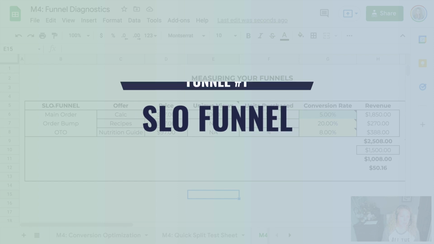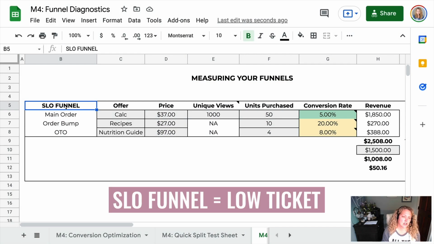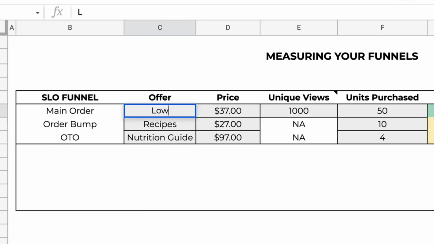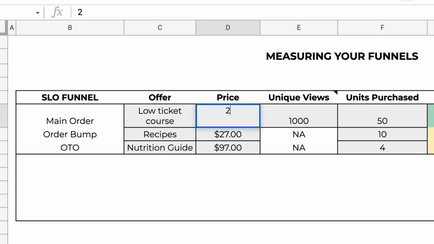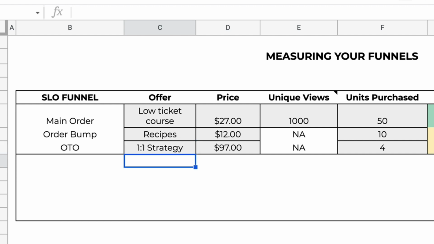All right, so what we're going to do, this is a slow funnel calculation. This basically is just a fancy term for low ticket. So let's say that you are selling a low ticket course for $27, okay? So we're going to go ahead and put $27. Maybe you have an order bump for some recipes that you add on for $12. And then as an OTO, as a one-time offer, you're offering a strategy call, okay? So this would be an example of a funnel.